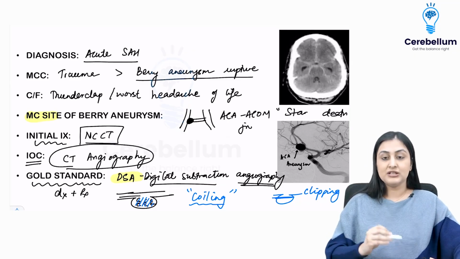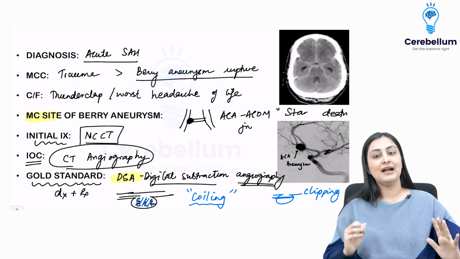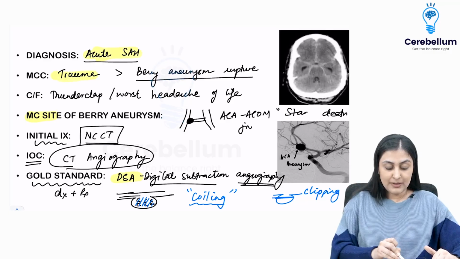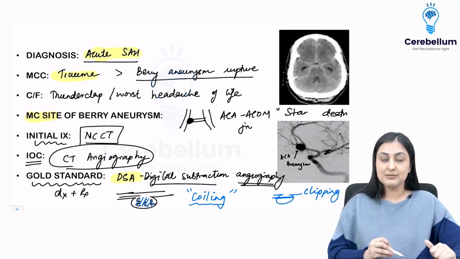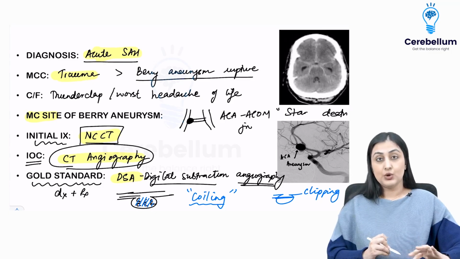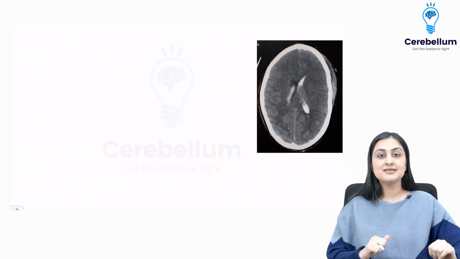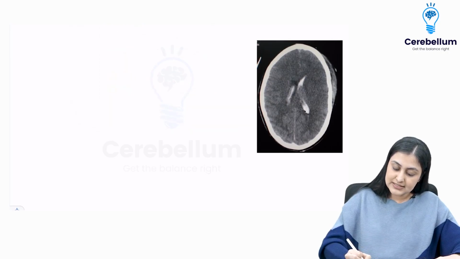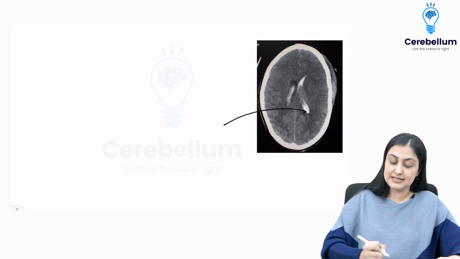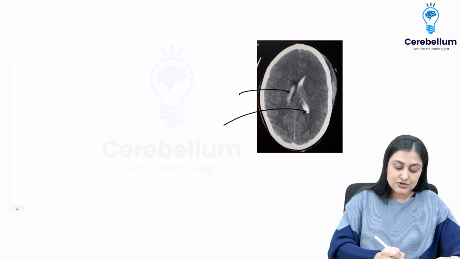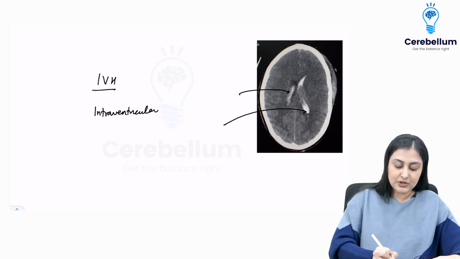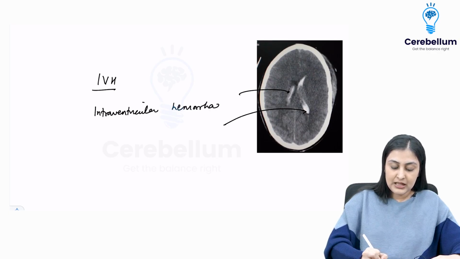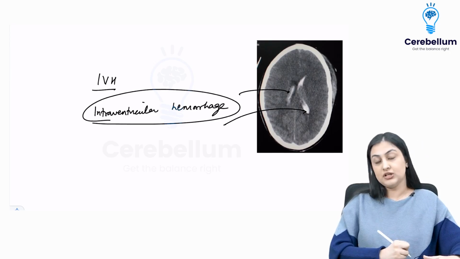Okay, so this is everything in a slide that you need to know about SAH and aneurysms. Okay, so SAH, trauma more common than berry aneurysms. We know the clinical manifestation. First you do NCCT, CT angiography, and then DSA. Okay, next we want to talk about the last extraaxial bleeding, which is inside the ventricles. So in this image you can see how there is white hemorrhage, hyperdense hemorrhage inside the lateral ventricles. So this is IVH, which is intraventricular hemorrhage, which can happen because of injury to the ependymal vessels. Okay, so this is intraventricular hemorrhage.